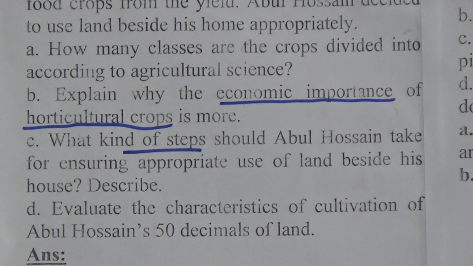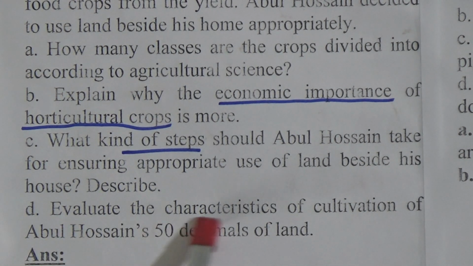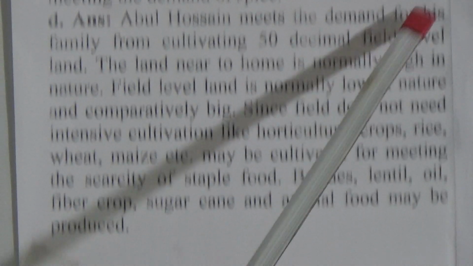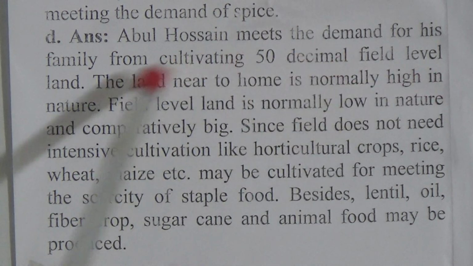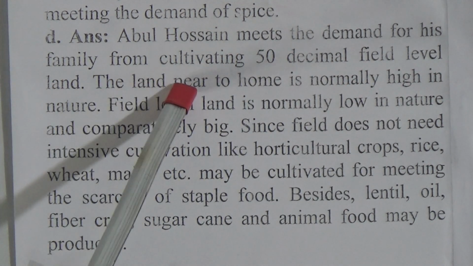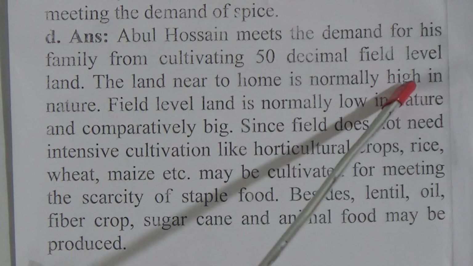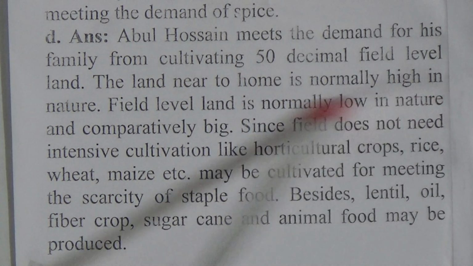Okay, steps Abul Hussain should take. And next, evaluate the characteristic of cultivation of Abul Hussain's 50 decimal land. Evaluate. Here you have to evaluate the question, and you have to show the characteristic of cultivation. Abul Hussain meets the demand of his family from cultivating 50 decimal field level land. The land near to home is normally high. That means normally high in nature.